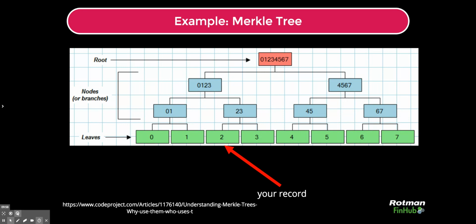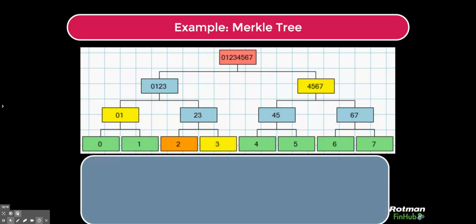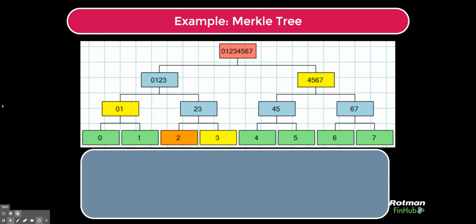Suppose you have a record of transaction 2. So you know what your transaction is and you know its hash, of course. Also suppose you know the hash of the root of the tree. Now what you do is you go to the verifier or to the authority and say, is it true that my transaction, which is number 2, is part of this group of transactions? Please verify. Now, what you get as an answer is that the verifier or the authority basically just gives you a few pieces of information.